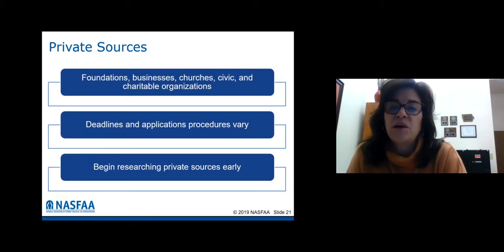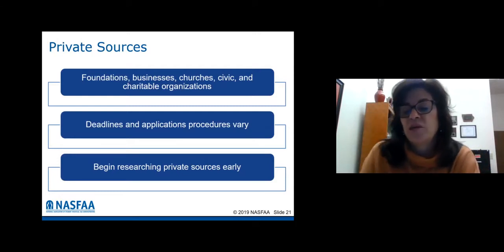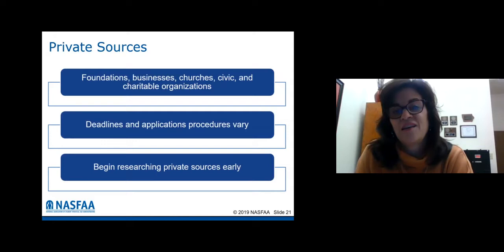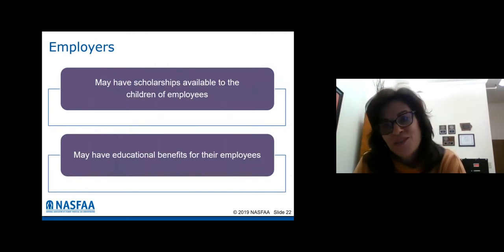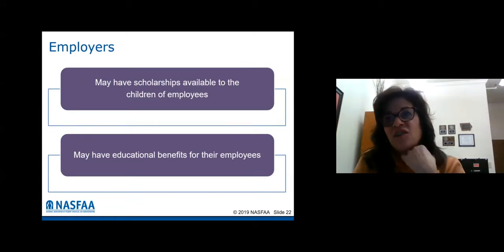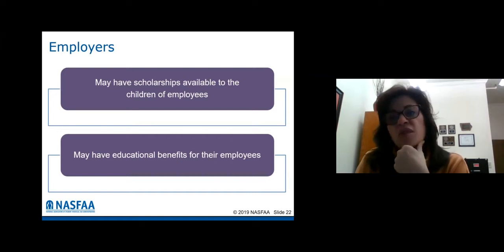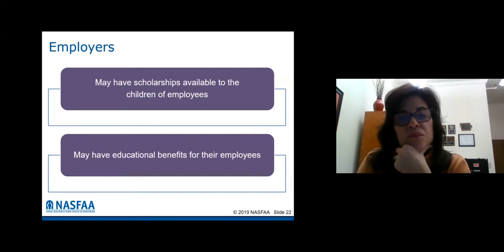And your deadlines and your applications on these scholarships are going to vary widely. So you want to begin researching those early. And now would be a great time for them to start to look at those. Again, employers, we talked about that a little bit, and they may also have education benefits for their own employees. So if you were looking at coming back to school with Simpson in your backyard in the continuing and graduate program, we would be more than happy to help you with that. And you might have an employer who even pays that for you.